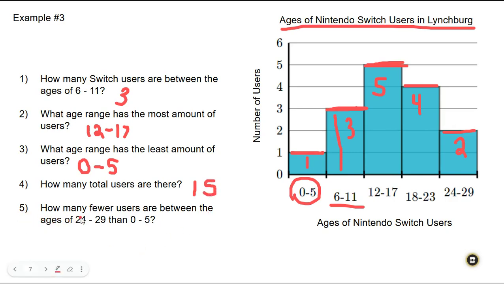And then on number 5, how many fewer users are between the ages of 24 to 29 than 0 to 5? So when it's asking how many fewer, that means you're going to be subtracting those. So how many people do we have in 24 to 29? We have 2. How many people do we have in 0 to 5? I'm going to write this underneath here. We have 1, right? I see here that we only have 1. And then I'm subtracting those. So how many fewer users are between 24 to 29 than in 0 to 5? Only 1. All right, easy stuff.